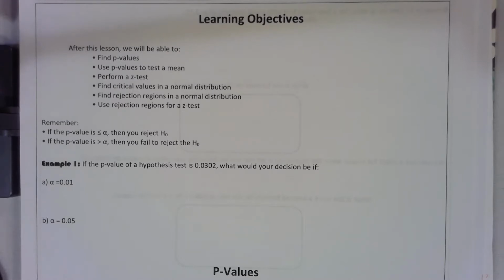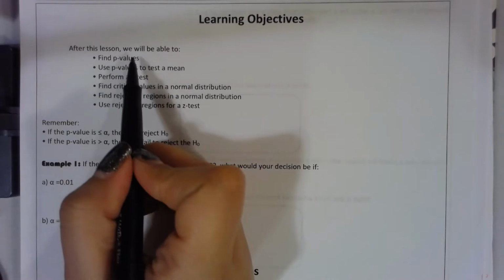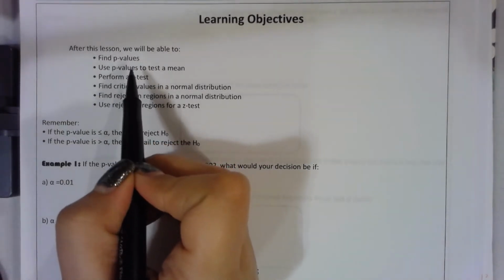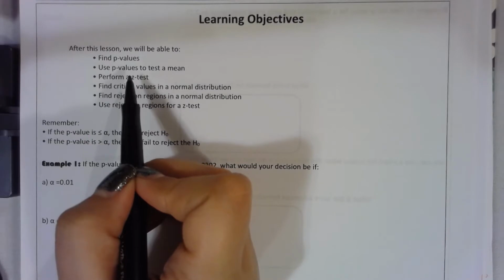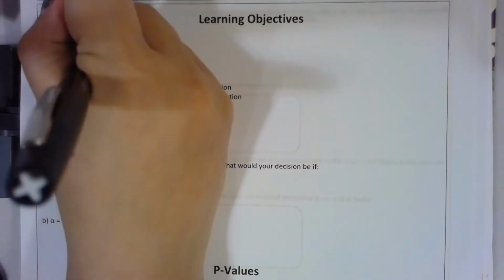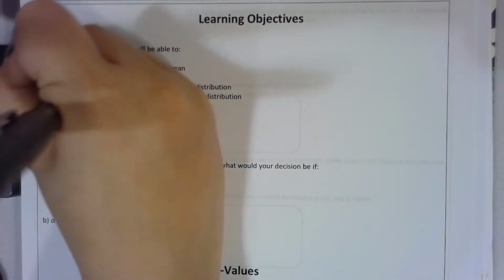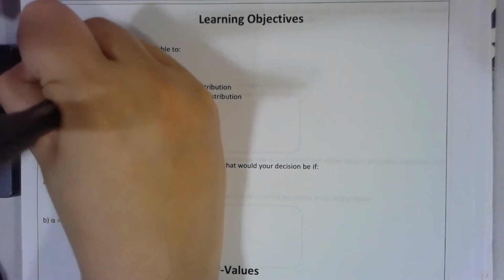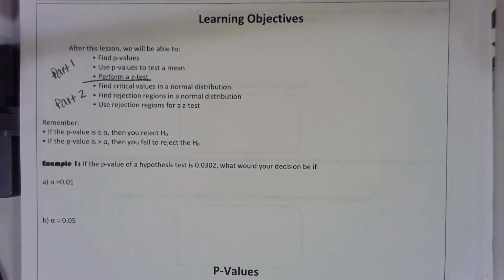Okay, so 7.2 hypothesis test. In this one, we're going to be talking about finding p-values and using p-values to test a mean. This is going to be part 1, and this is part 2. I've split this lesson into two sections again. Part 1 is what we're doing now. Part 2 is going to be finding critical values in a normal distribution, finding rejection regions in a normal distribution, and then using the rejection regions for a z-test. That's going to have its own video.